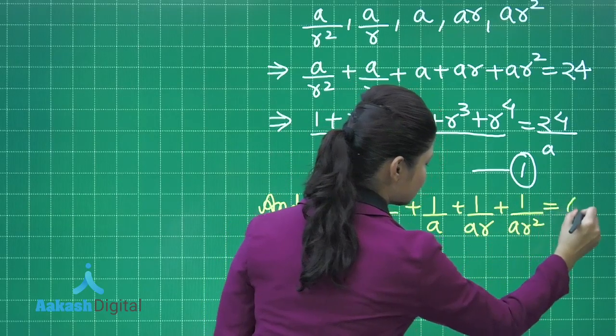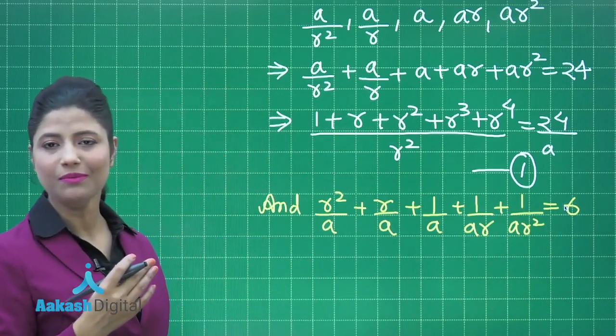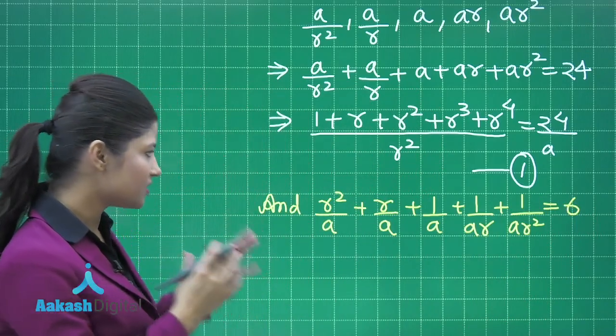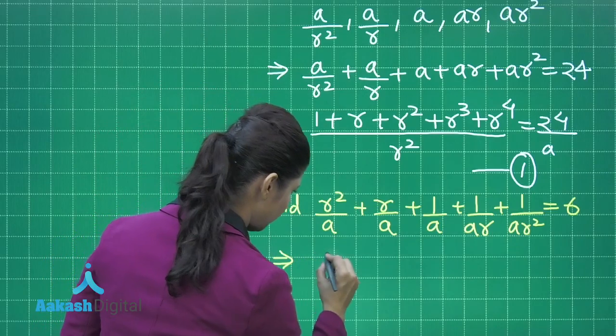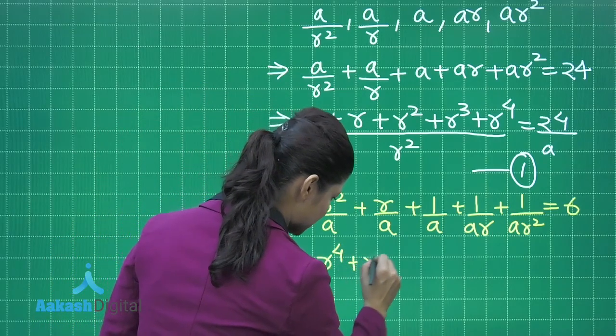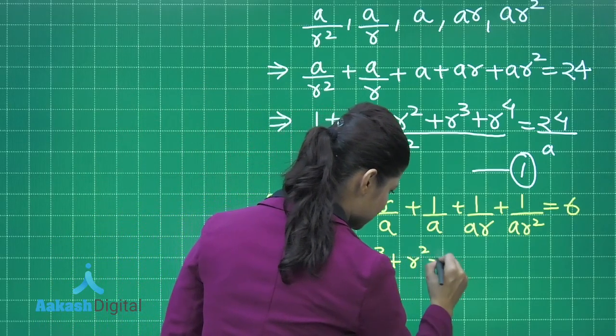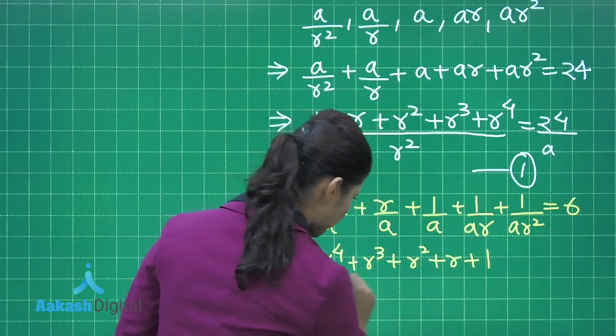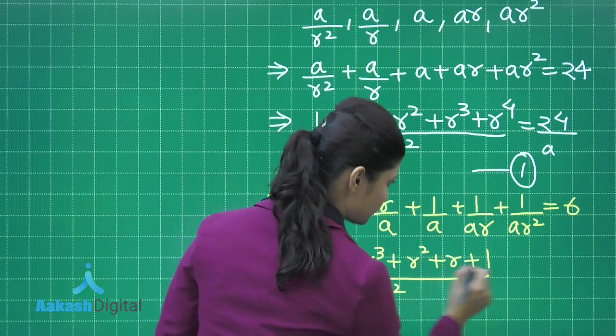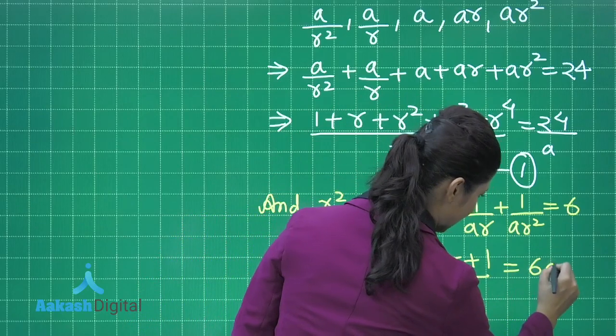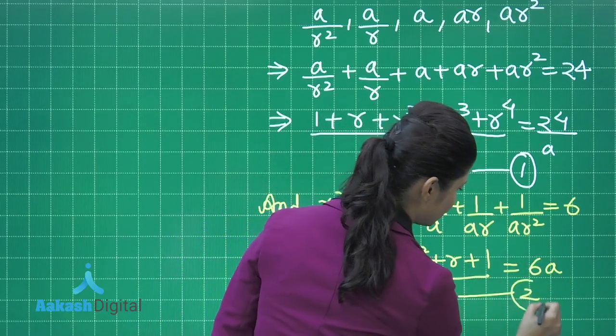This is equal to 6. So when you take LCM on the left hand side and simplify this, you will get (r^4 + r^3 + r^2 + r + 1)/r^2. This is equal to 6a. Let's consider this to be equation number 2.